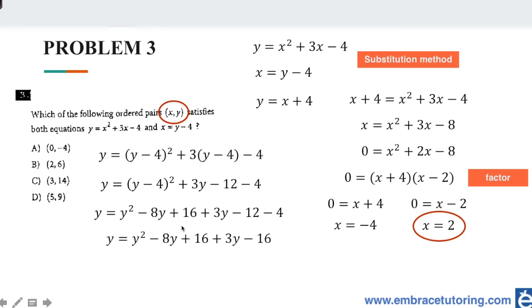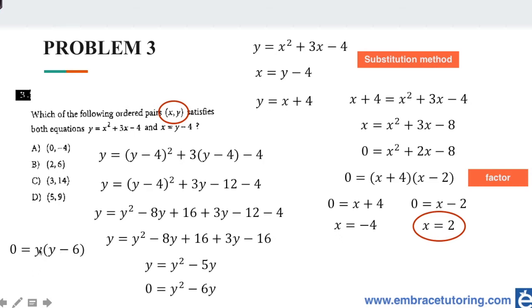When I simplify my like terms, I get y equals y squared minus 8y plus 16 plus 3y minus 16. Notice my negative 12 and my negative 4 will become my negative 16. Continuing to combine my like terms, I then get y equals y squared minus 5y. I'm going to bring the other y over to get 0 equals y squared minus 6y. Now when factoring, I'll end up getting 0 equals y times (y minus 6).